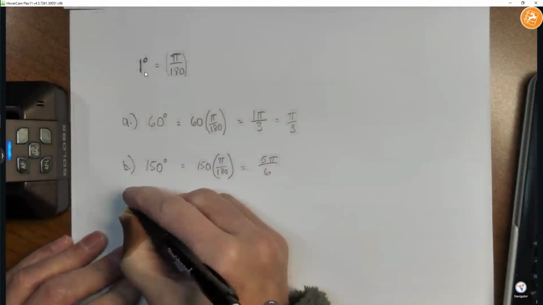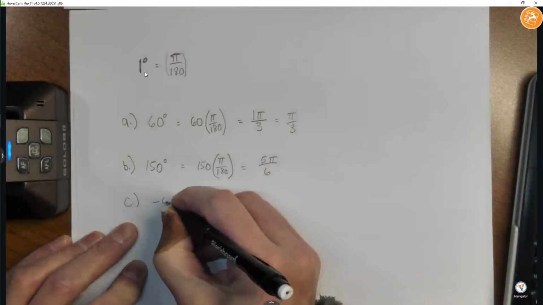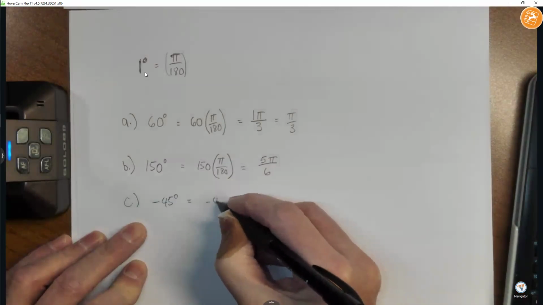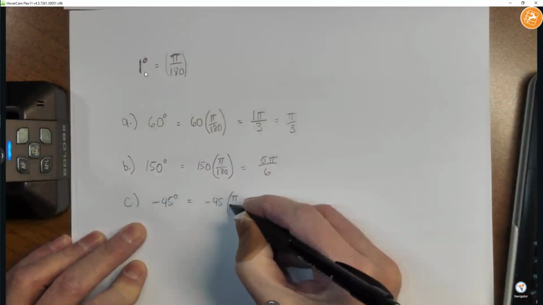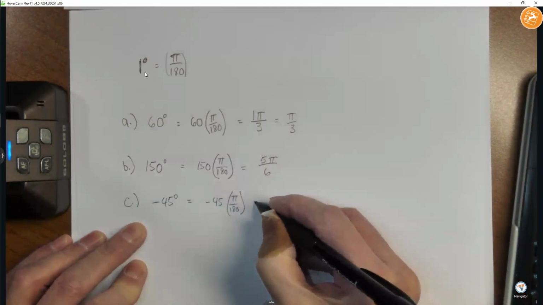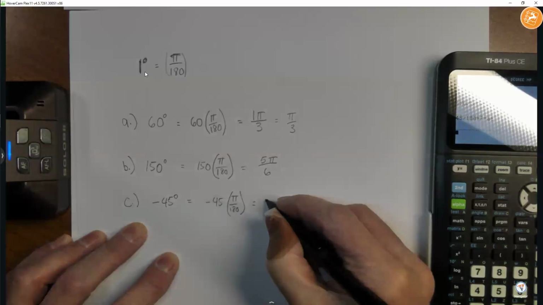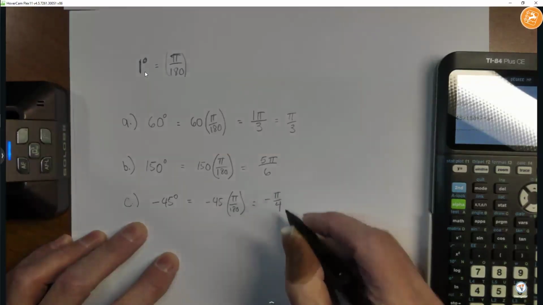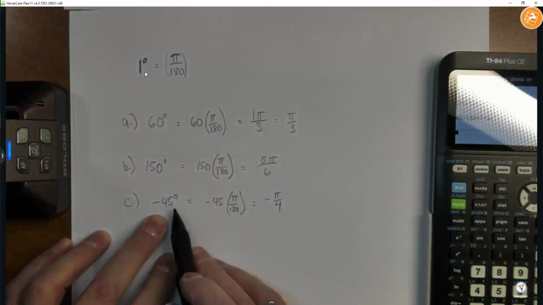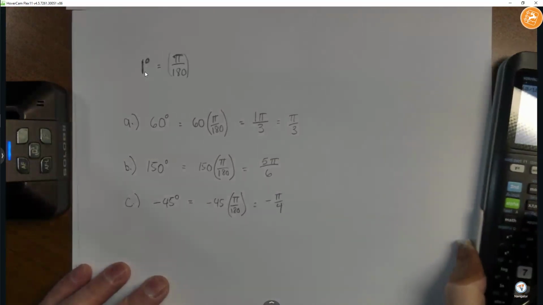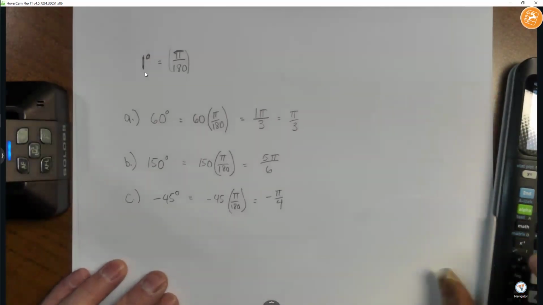What if we have a negative angle? All we have to do is put a negative sign in front. So negative 45 times pi over 180 is negative pi over 4. So now we know 45 degrees, a very interesting measure in degrees, is pi over 4 in radians, positive or negative, depending on the situation.